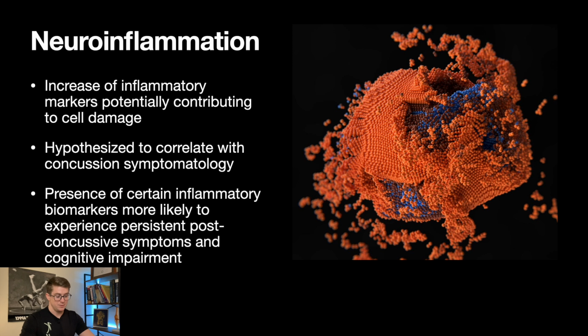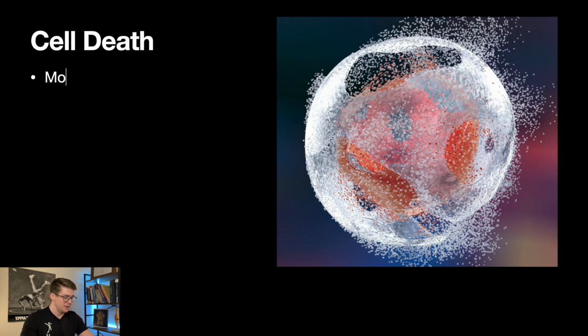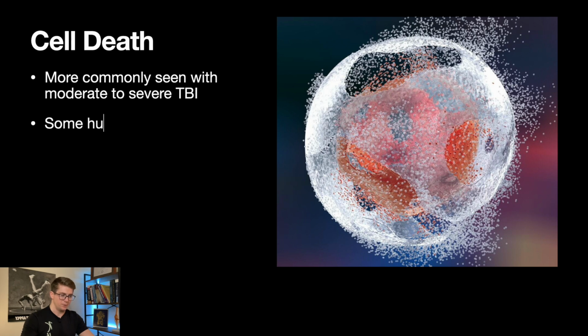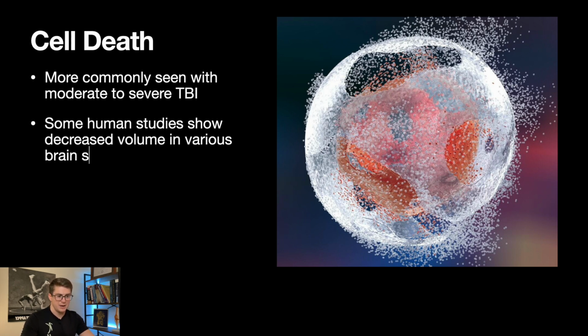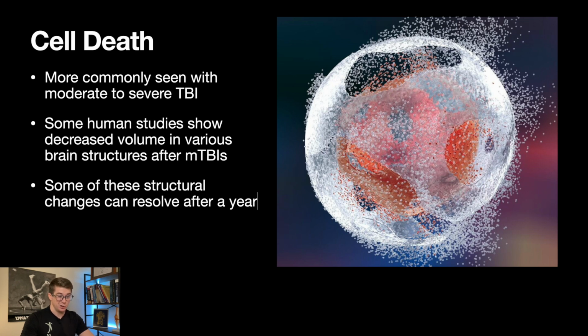Neuroinflammation is something that physicians and people who study this have targeted to try and relate it to the severity of these mild traumatic brain injuries. Okay, and cell death. Now, one of the first things it says in this section is that more than likely it's seen with moderate to severe TBI. It's much more common to see somebody who's undergone a really heavy traumatic brain injury have cell death associated with it, and the markers that would lead us to believe that cell death has occurred.